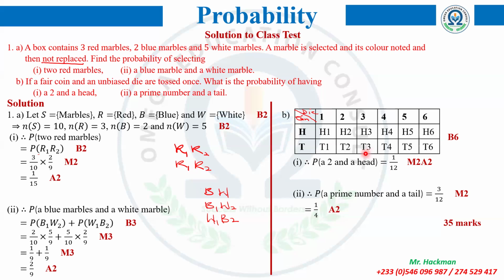3 is a prime number, so it contains a prime number and a tail. 2 successes so far. This is not a success. 4 is not a prime number. However, 5 is, 6 is not. So it means we are going to get 3 successes. 1, 2, 3. So our number of successes will be 3 over the number of sample space, which we've determined already to be 12. So now you come and simplify this, which gives us 1 over 4. So that would be it for question 1.